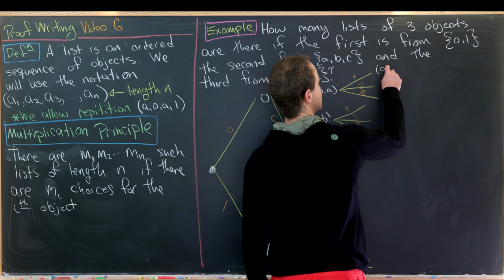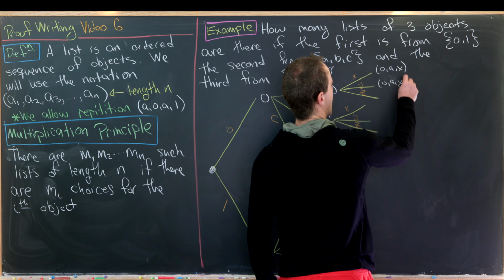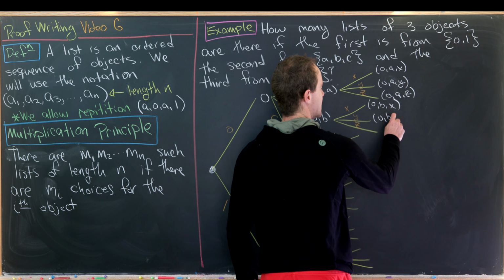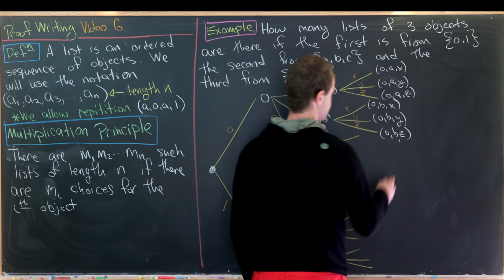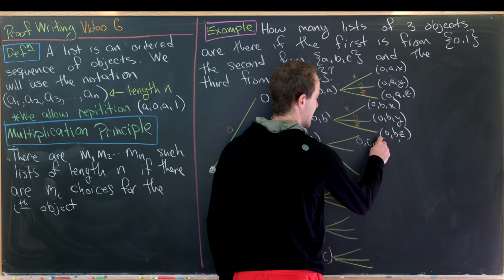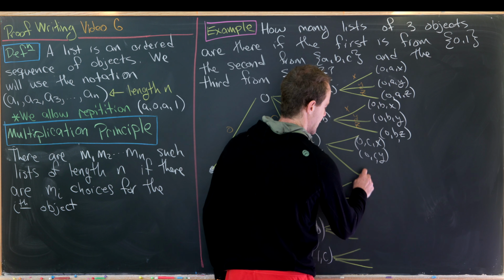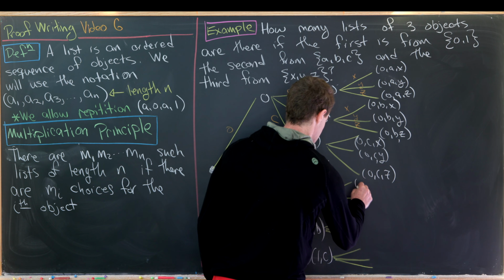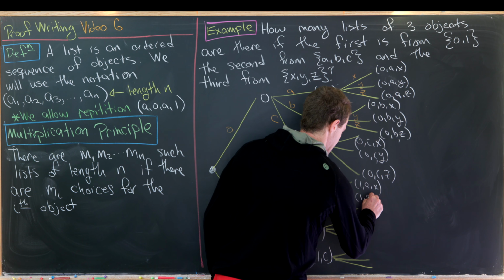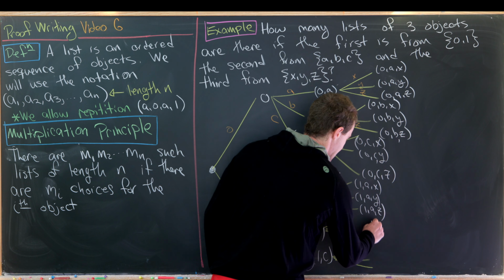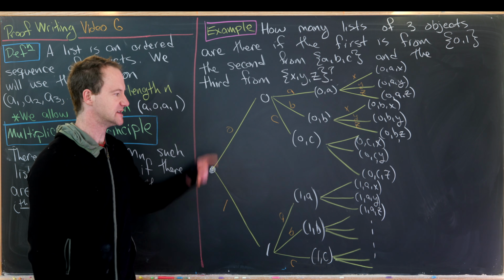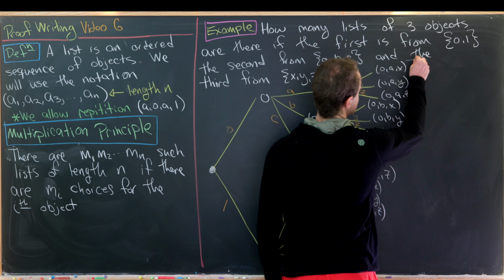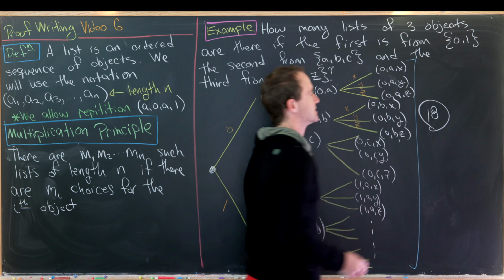Up here, we'll have the lists 0AX, 0AY, 0AZ. Then here we'll have 0BX, 0BY, and 0BZ. Moving down, we'll have 0CX, 0CY, and 0CZ. And that's half of them so far. Then the next choices down here will be 1AX, 1AY, and 1AZ. I'll let you fill in the rest. But I think what we can see is that we'll definitely get 18, just based off of these 18 points that we get in the end. So that's a nice illustration that there are 18 such lists.